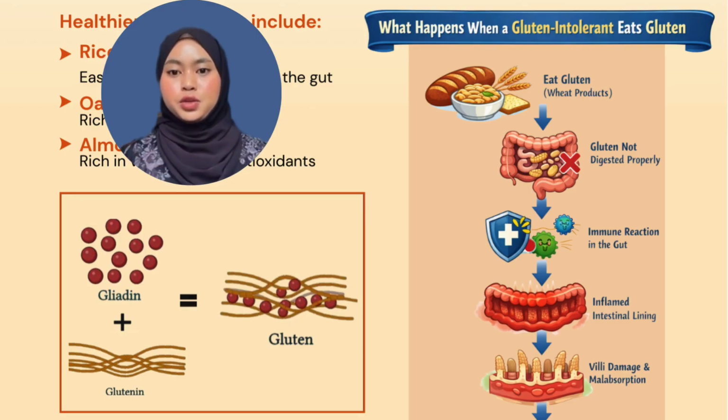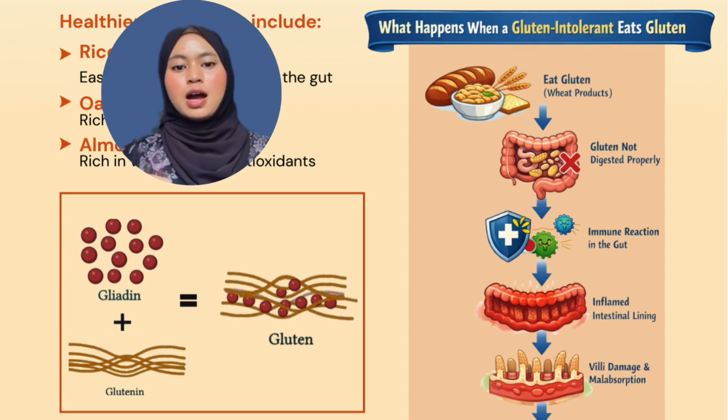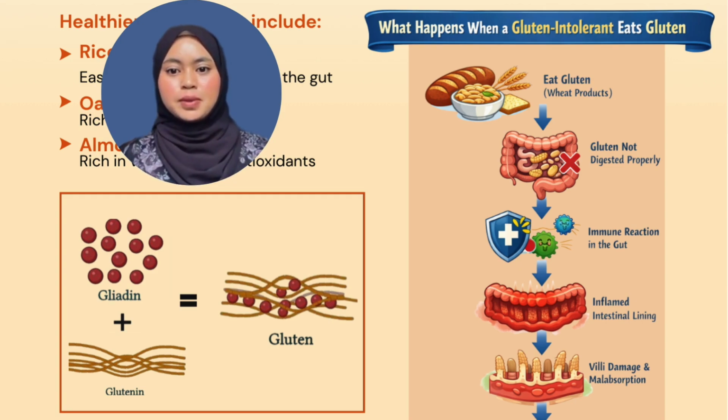water. And due to this resistant protein structure, gluten cannot be completely broken down by digestive enzymes in the human gastrointestinal tract. As a result, large gluten peptides remain in the intestine. These undigested peptides can cross the intestinal lining and interact with immune cells in the gut.